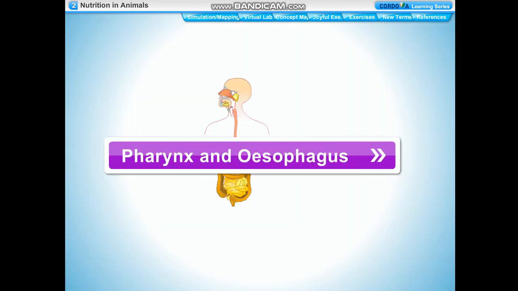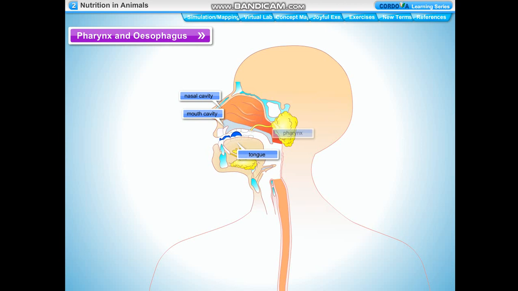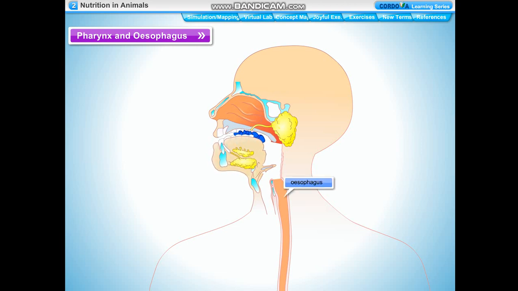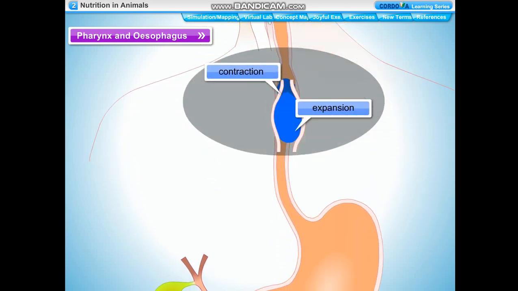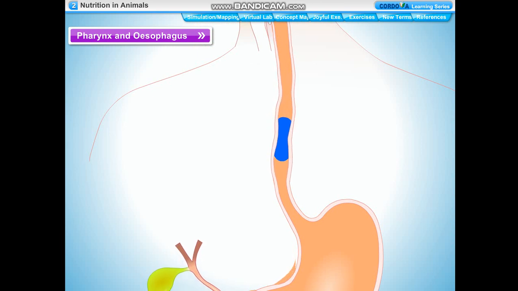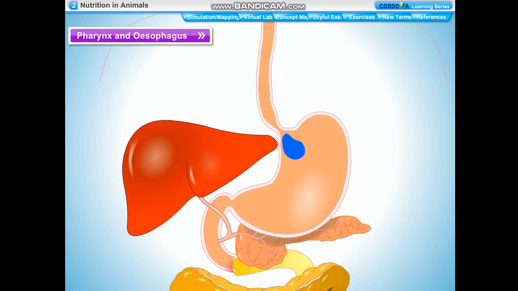Pharynx and esophagus. The tongue pushes the chewed food into a short, muscular tube called the pharynx. From the pharynx, the food goes into a long and narrow muscular tube called the food pipe or esophagus. When the slightly digested food enters the food pipe, the walls of the food pipe start contracting and expanding to push the food down into the stomach. The pushing down of food by the walls of the food pipe in a wave-like action is called peristalsis. Digestion of food does not take place in the esophagus.